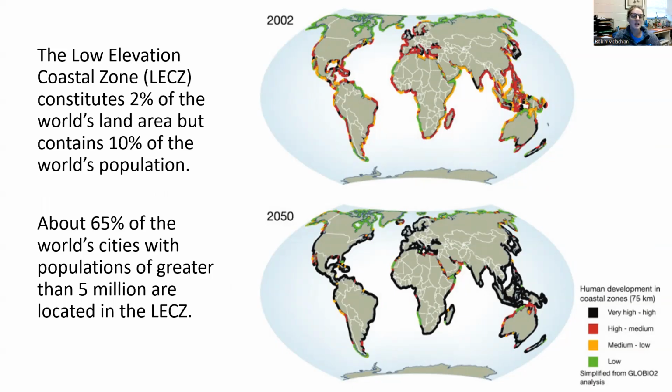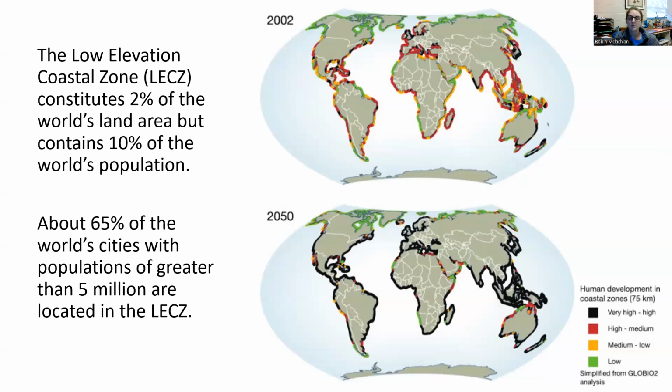Right, the low elevation coastal zone, or the LECZ, constitutes 2% of the world's land area, but contains 10% of the world's population. So this is showing that, right, humans really like living on the coast. We like the beach, but also it's very important for trade. It's where we have our ports. It's where we have a lot of our tourism industries. It's where we have a lot of our fishery industries, our aquaculture.